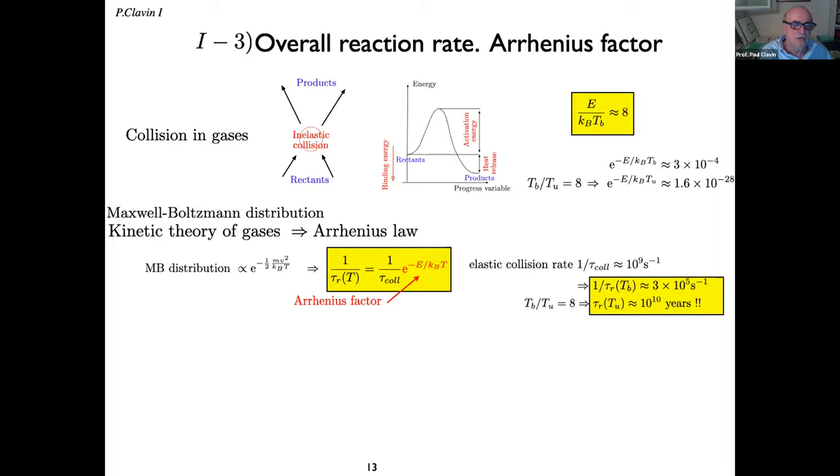And the elastic collision rate at ordinary temperature, let's say that the collision time is typically 1 nanosecond, so that the collision rate is typically 10 to the 9 second minus 1. Now, if, for example, as in the ordinary case, the reaction time at high temperature is 10 minus 5 seconds, then when you use this reference time for the reaction rate at the burned gas temperature, and you compute the reaction rate given by the Arrhenius law, because of the large Arrhenius factor in this law, you will find that the characteristic time of the reaction is typically larger than the age of the universe, which means that there is no reaction at all at small temperature.